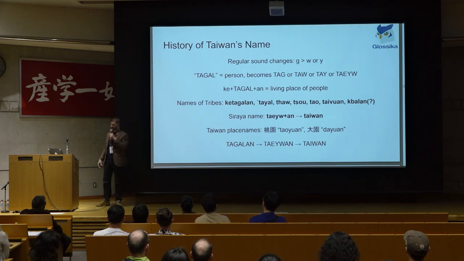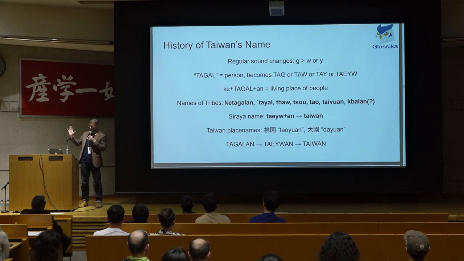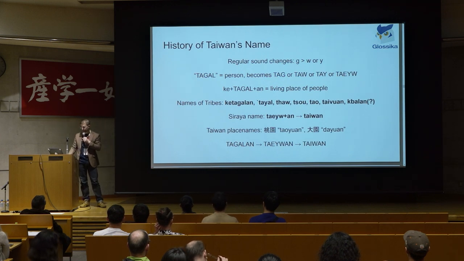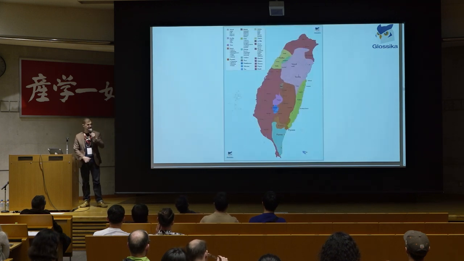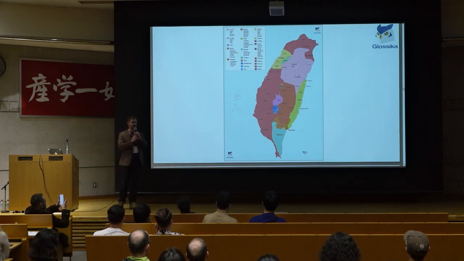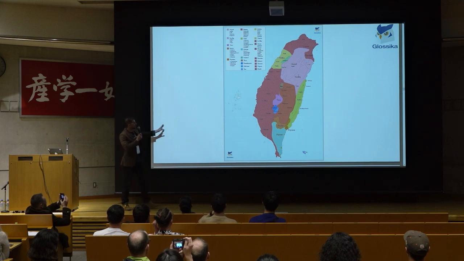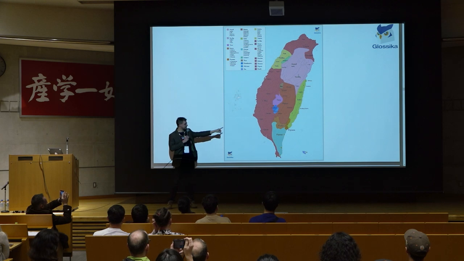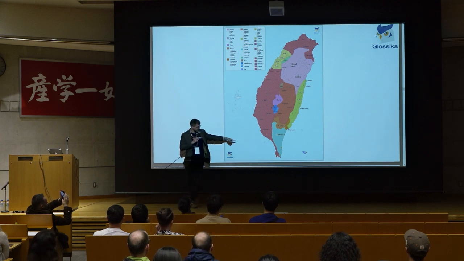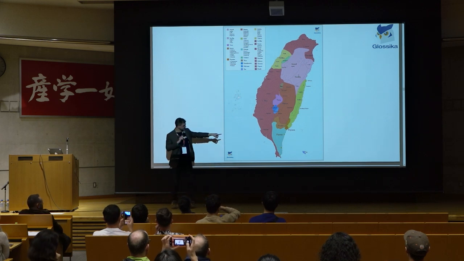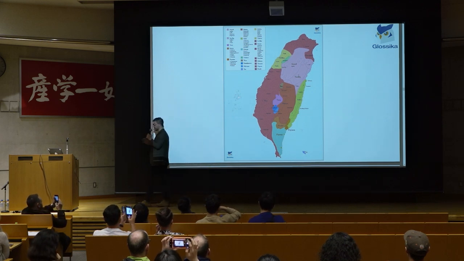These places also have remnants of that same root. So you can see that Tagalan becomes Taiwan. Okay, so here is a map that we made in our company a few years ago. It shows all of the locations of the languages, including the Sinitic languages of Chinese, but Paiwan is located at the bottom here. If you go all the way down to the southern coast, you get pockets of Amis speakers, but north of that are all the Paiwan speakers.